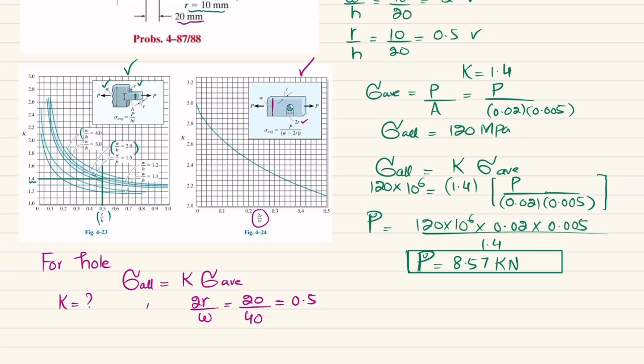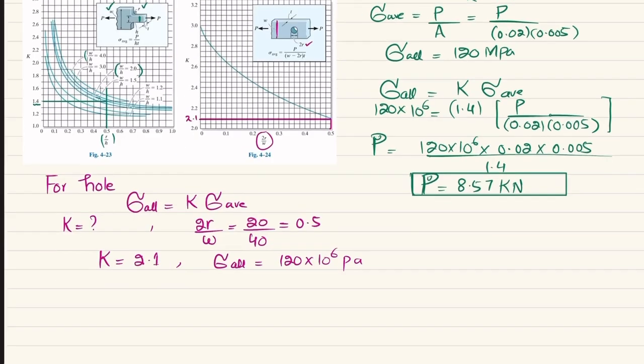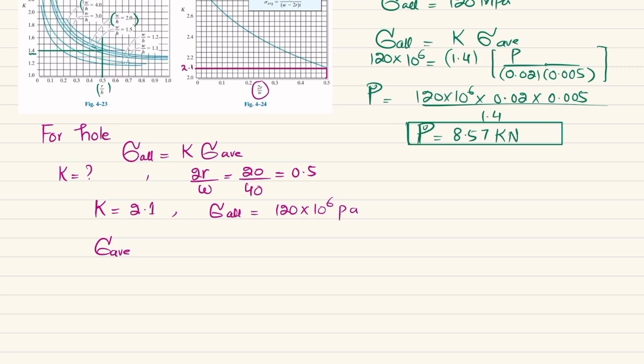Now you can see that 0.5 is this point. If I draw a vertical line, it is intersecting this graph at this point. And if you take a horizontal line from this, 2.1 will be your K. So K is equal to 2.1. Allowable stress is already given, which is equal to 120 megapascal, so 120 into 10 to the power 6 Pascal. So we will find sigma average. We know that sigma average is equal to load per unit area, so the load which we want to calculate, divided by the area.